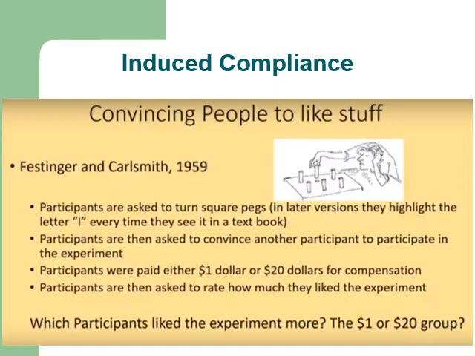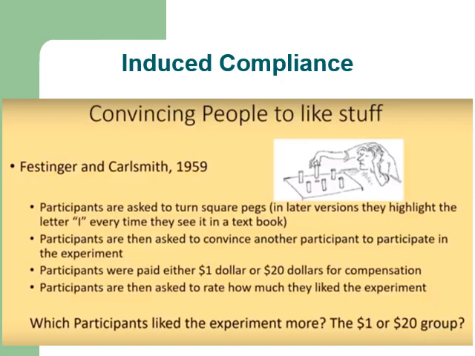So this is our last activity. Go ahead and take out another piece of paper and think about this. You did a boring experiment where you're highlighting the letter I in a textbook, or you're just turning square pegs. Really boring. Why are you doing this? Now you're told, oh, you get $1, please convince this next person. Or you're told, here's $20, now convince the next person to do this experiment. Now think about it. In which condition are you more likely to say that you like the experiment? Or maybe you think neither one would like it. So go ahead and write down your response, and then write down quickly a statement as to why you believe it's the $1 group or the $20 group or neither group that would like the experiment most.